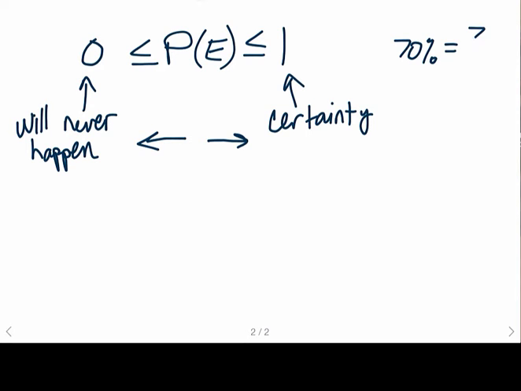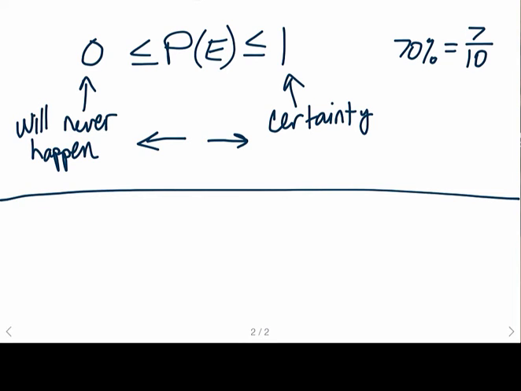And they say there's a 70% chance of rain. That's equivalent to 70 out of 100 or 7/10. You say, well, that's pretty close to 1, better bring an umbrella. Now we're going to look at something a little more complicated to think about.